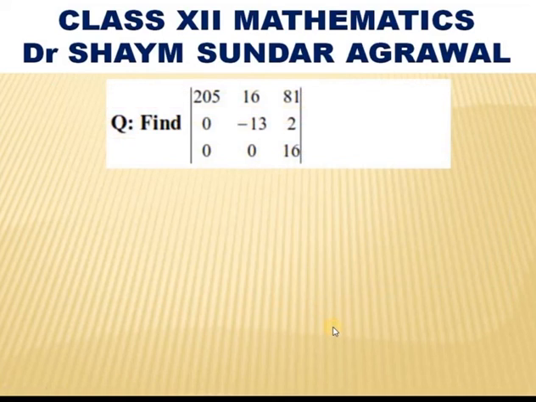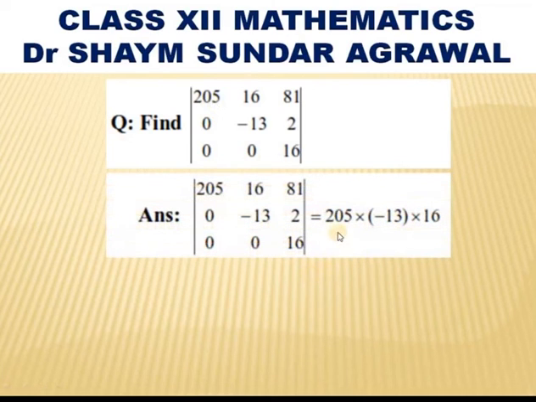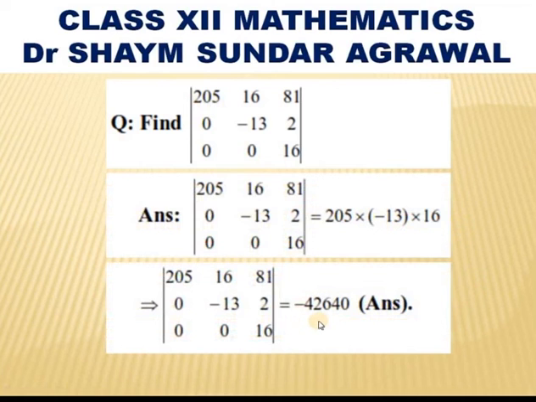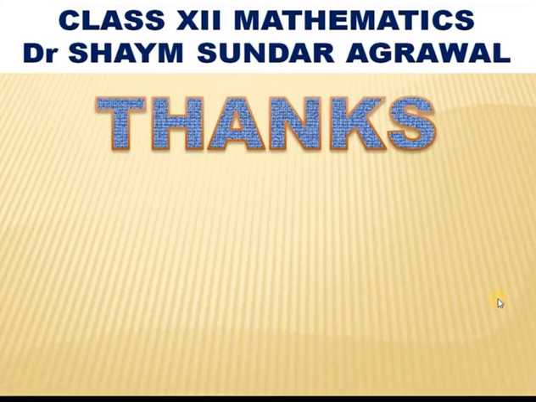Let us find out the determinant of 205, 16, 81, 0, minus 13, 2, 0, 0, 16. From the question itself, this determinant is an upper triangular determinant. So, this is a triangular determinant, and we know the determinant of a triangular matrix is the product of its diagonal elements. So, that equals 205 into minus 13 into 16, which equals minus 42640. So, it is a very simple one.